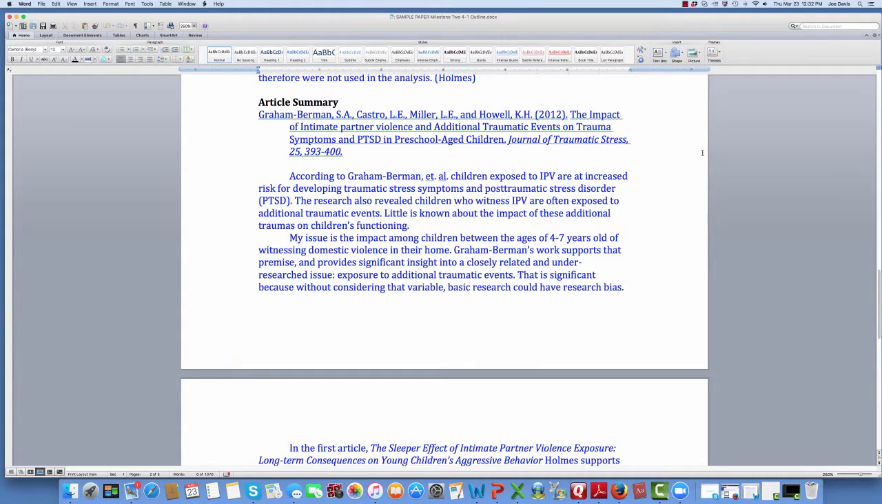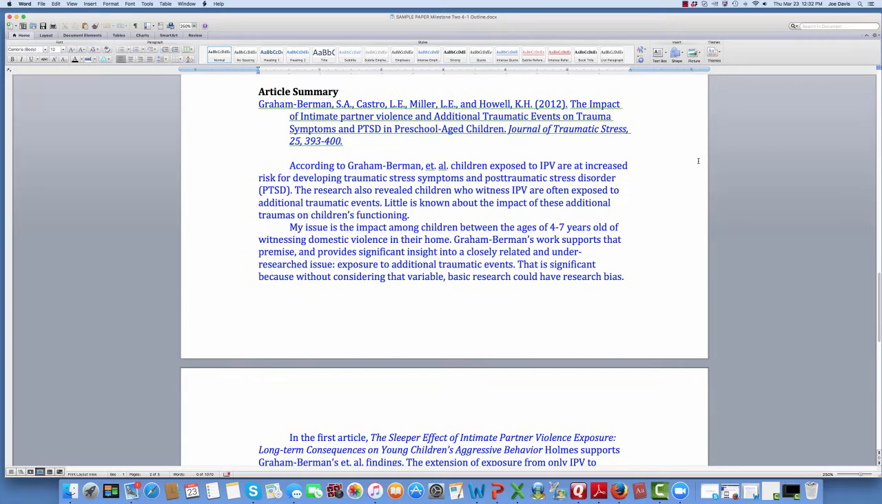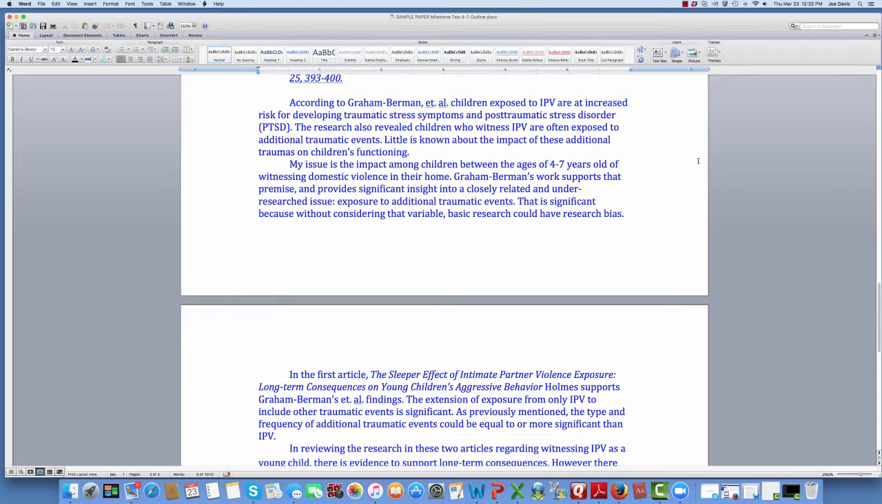Okay, according to Graham Berman and others, children exposed to IPV are at an increased risk for developing traumatic stress symptoms and post-traumatic stress disorder. The research also revealed children who witnessed IPV are often exposed to additional traumatic events. Little is known about the impact of these additional traumas on children's functioning.